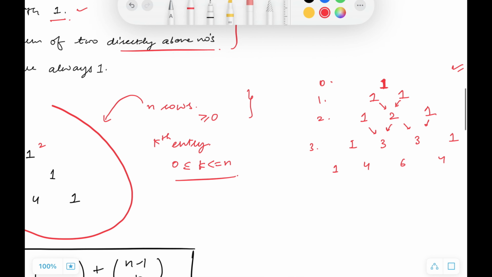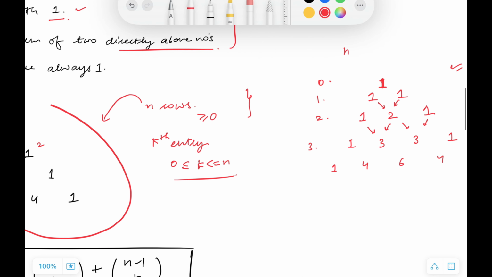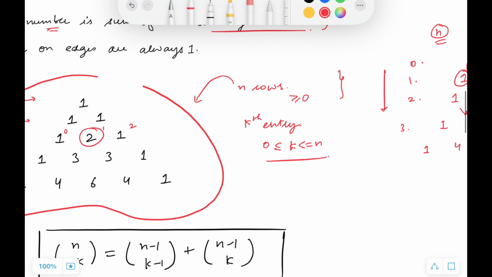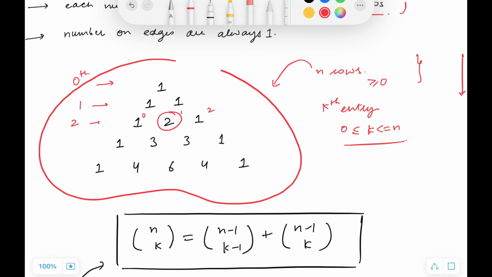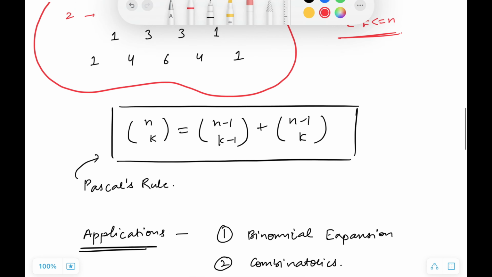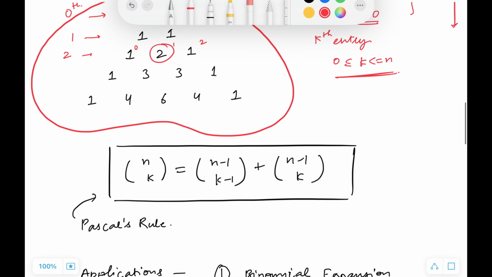So we do not require any input. If someone asks me to create n rows, I can directly start building it. The first row is always 1, every row starts and ends with 1, and the middle elements are the sum of the previous two elements. So n rows starting from 0, kth entry going from 0 to n. This is going to be the formula.